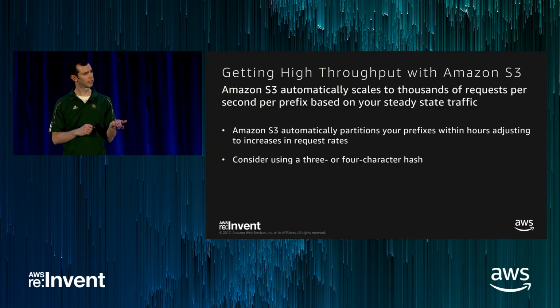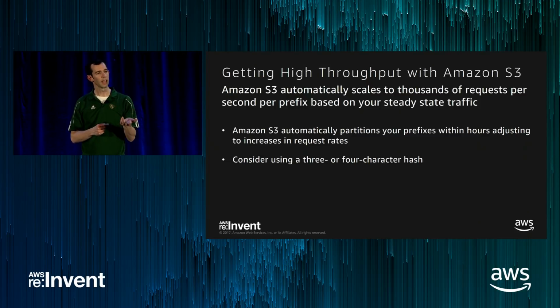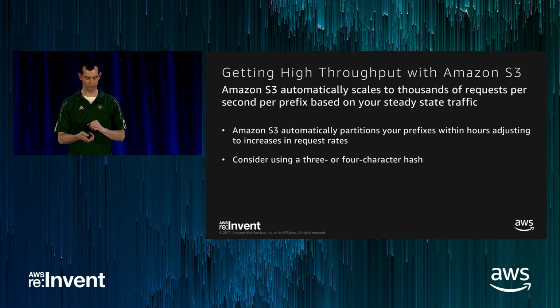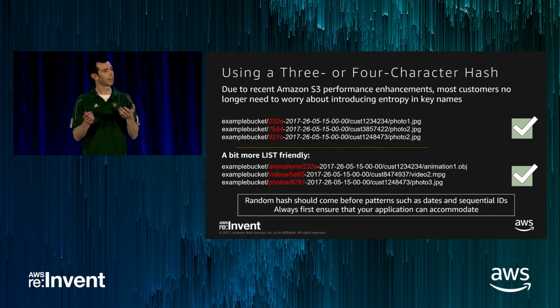If you're going to be below that level and you don't see a lot of traffic on your storage, don't worry about this at all. We automatically partition your data over time as your request pattern grows, and that's something you really never have to worry about if you have a lower amount of requests. I want to go into detail, though, on how you can add that hash.